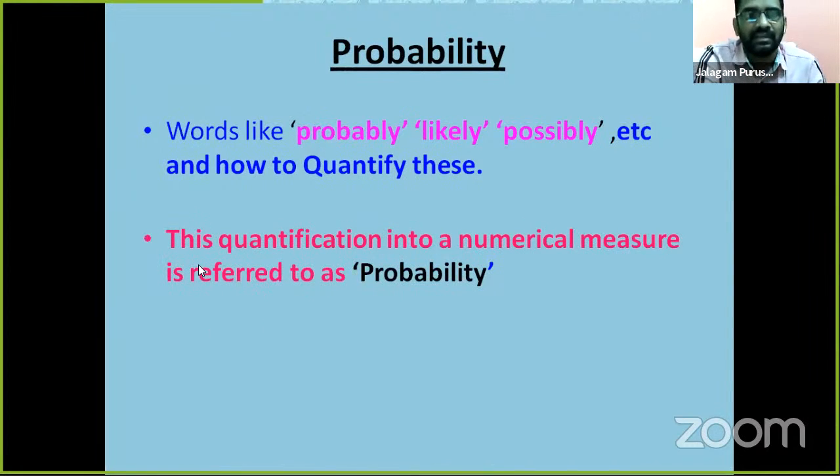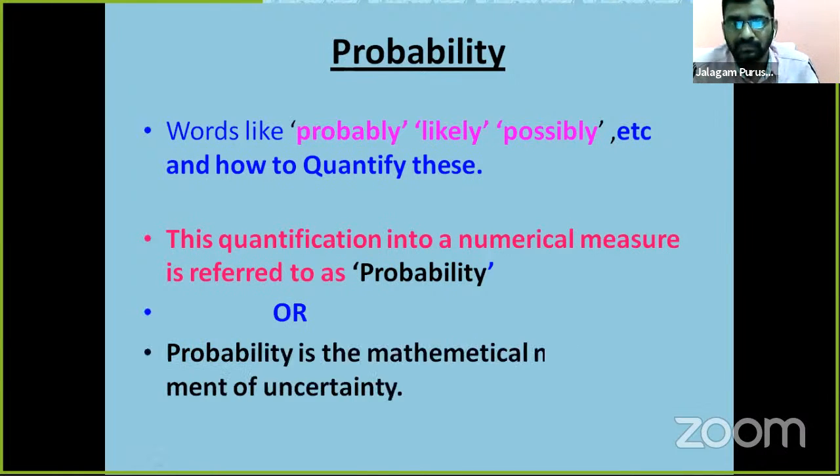So, listen children, this quantification into a numerical measure is referred to as probability. These types of words, quantified, calculated, changed into numeric. This quantification into a numerical measure is referred to as probability. So this is the definition. Listen carefully, children. Write down in your notes this probability definition.